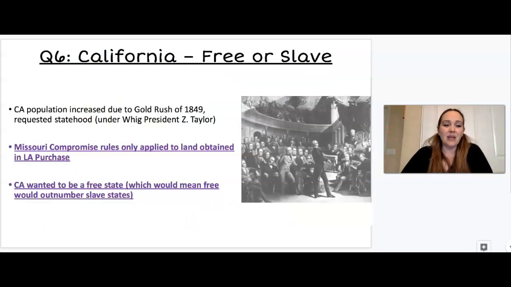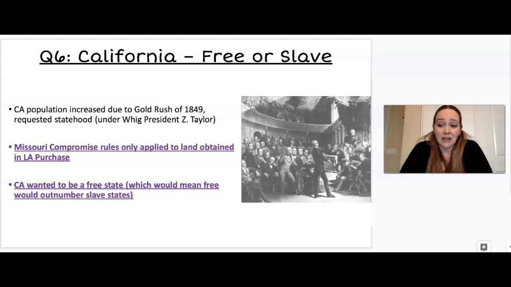All right, so here's our next question. Q6, California, free or slave? Write it down, highlight it yellow, on the right-hand side of your notes. So in California, as you probably recall, we had a gold rush. Gold was discovered in 1848 at Sutter's Mill, around the San Francisco area. And by 1849, you had a slew of people with gold fever coming into California and populating the area, called the 49ers. All the miners and business people coming over to service the miners looking for gold.